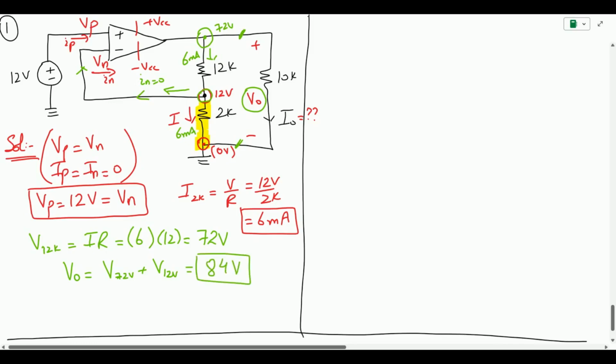So this is the output voltage, and you can see it has been amplified. The input voltage was 12, and the output voltage is now amplified.